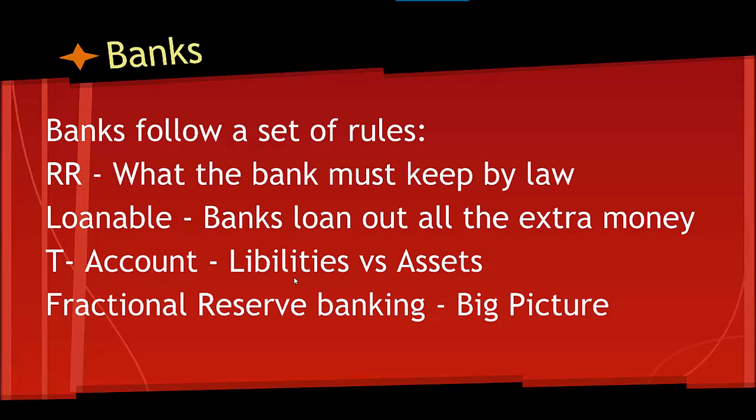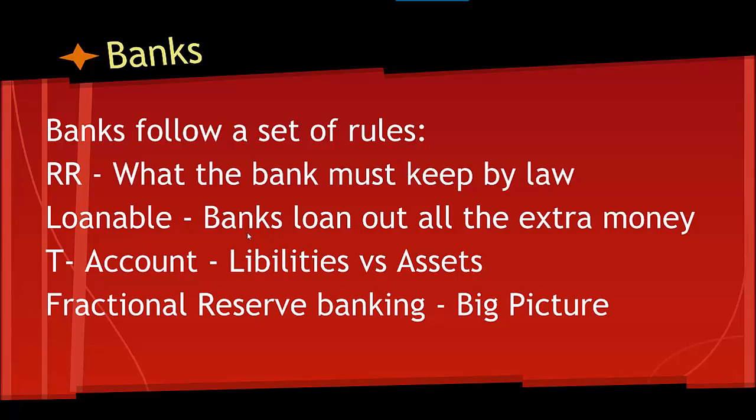Banks loan out the extra money from what you originally had after the reserve ratio. So essentially, you subtract the reserve ratio from your initial deposit. All that extra available money is money that can be loaned out. The way banks do this is they use a T account, which is your liabilities versus your assets, and we're going to come up to that soon, and I'm going to explain more on that. But what I want you to understand is fractional reserve banking. And that's the real big picture here.